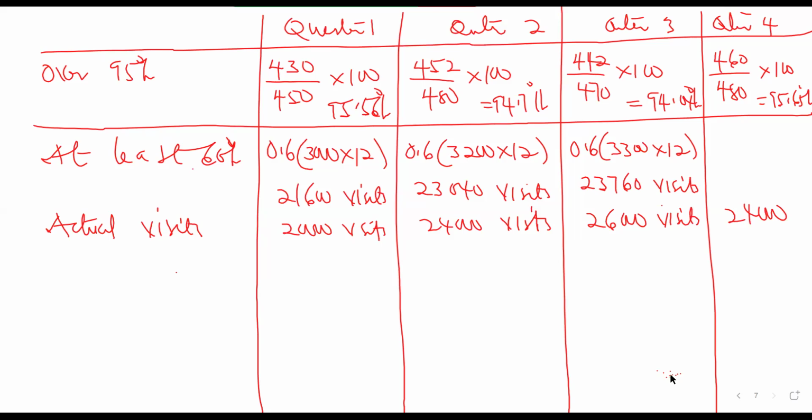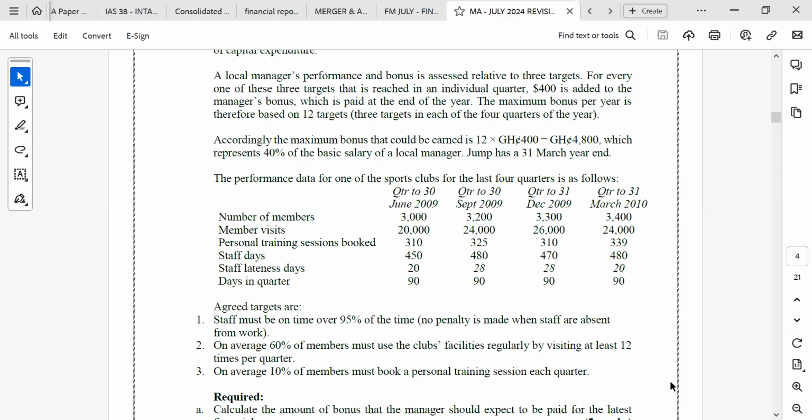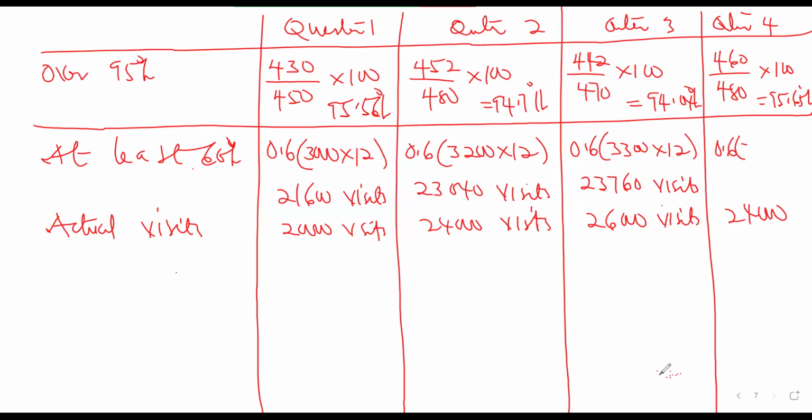So the last quarter will be 3,400. So we have 0.6 multiplied by 3,400 multiplied by 12. What is the target for them? 24,480. Did we achieve the target there? No. So if you come here, target has been achieved here. Target has not been achieved here. Target has not been achieved here. Target has been achieved here. Target has not been achieved here. Target has been achieved here. Target has been achieved here. Target has not been achieved here.